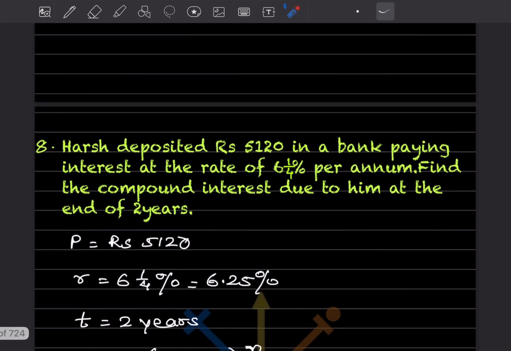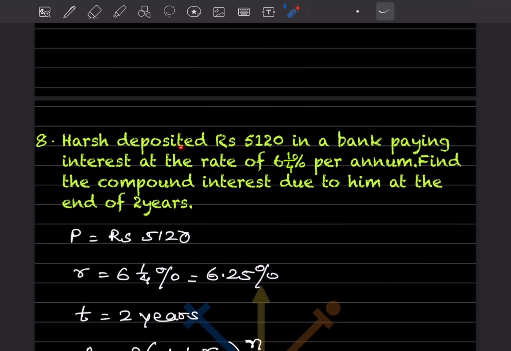So Harsh deposited rupees 5120 in a bank paying interest at a rate of 6 integers 1 by 4 percentage per annum. Find the compound interest due to him at the end of 2 years.